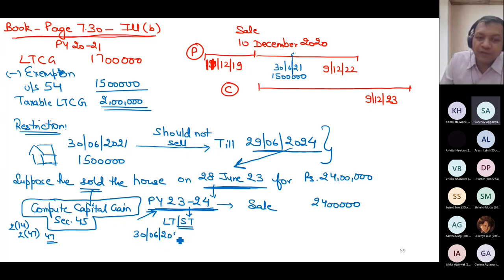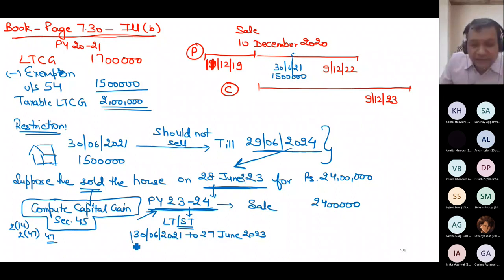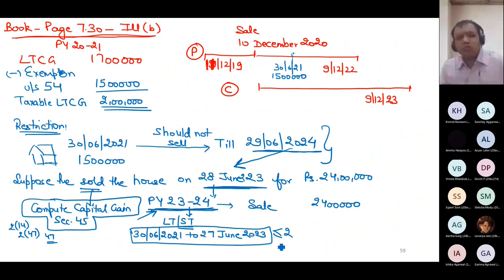That means 30th June 21. Till which date? Sir, 28 June 23. Immediately preceding the date of transfer. Do you remember that? Okay, sir. Since this period does not exceed more than 2 years, this period is less than or equal to 2 years. Gain or loss is short term.